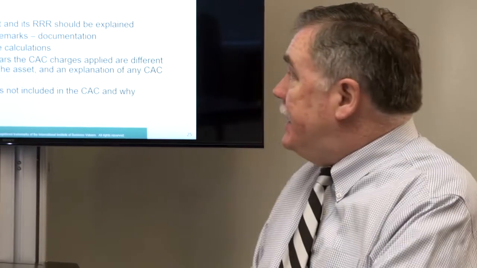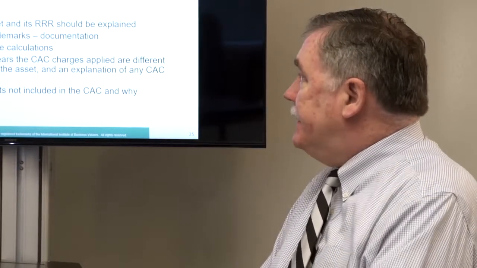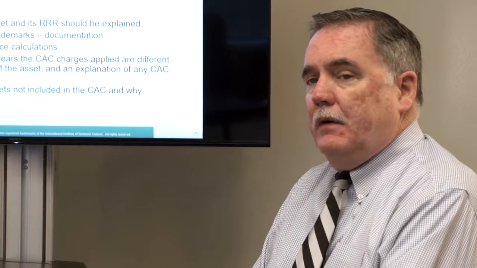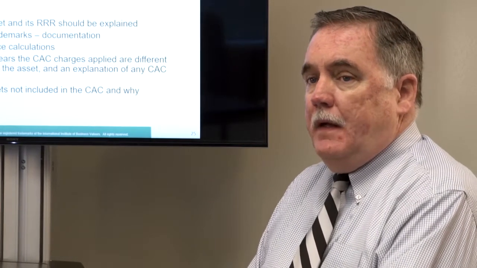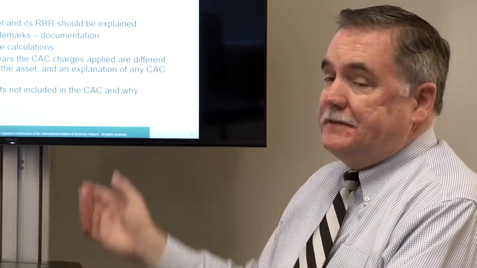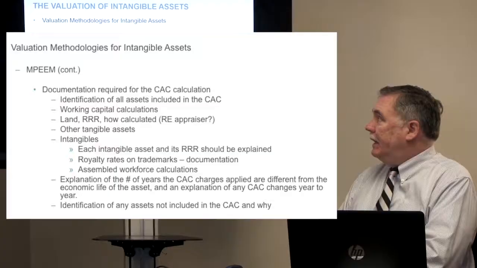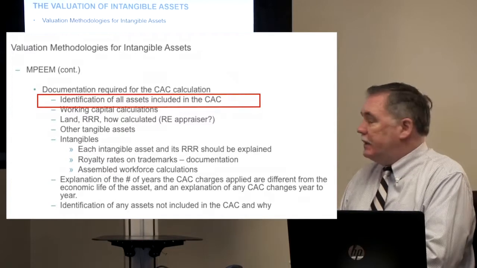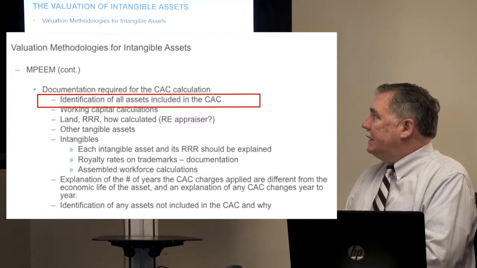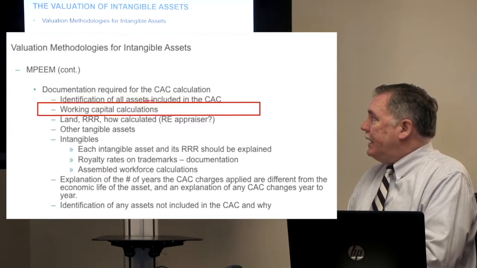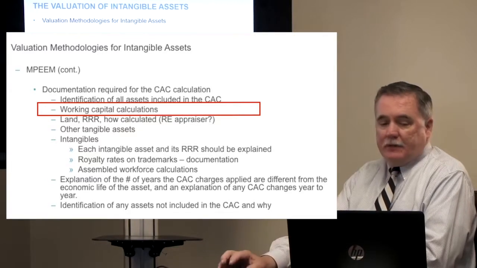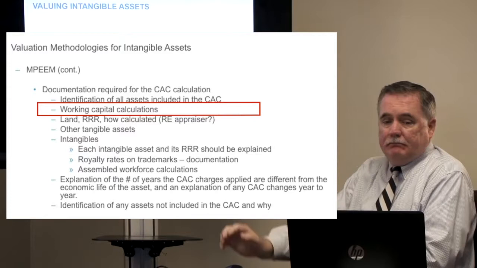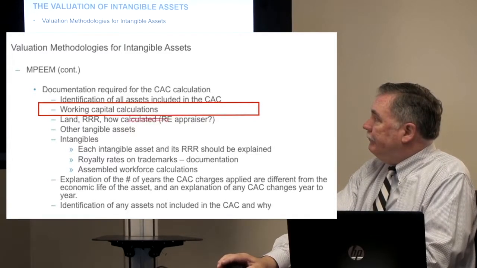Okay, documentation required for the CAC calculation. So when you are questioned on your valuation by the auditor or the valuation audit team, they can ask you for any of these documents, and you should have them. Identification of all assets that are included in the contributory asset calculation. Working capital calculations. How did you arrive at $648,000? Where does that number come from?